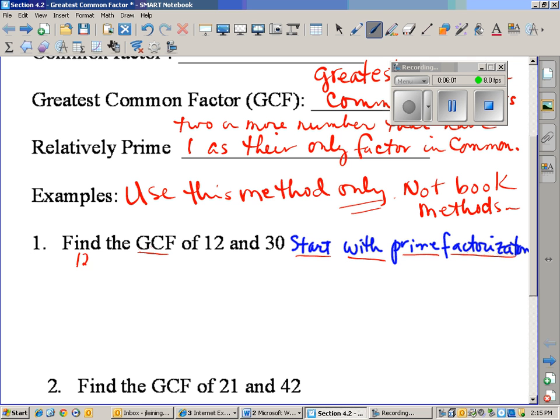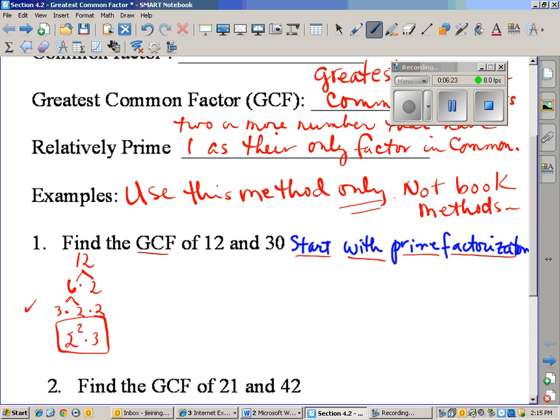So we're going to start with 12. I'm going to do his prime factorization. I'll choose 6 times 2, which is 3 times 2 times 2. I'll double check it. 2 times 2 is 4, times 3 is 12. There's my check. And I will rewrite it in exponential form.